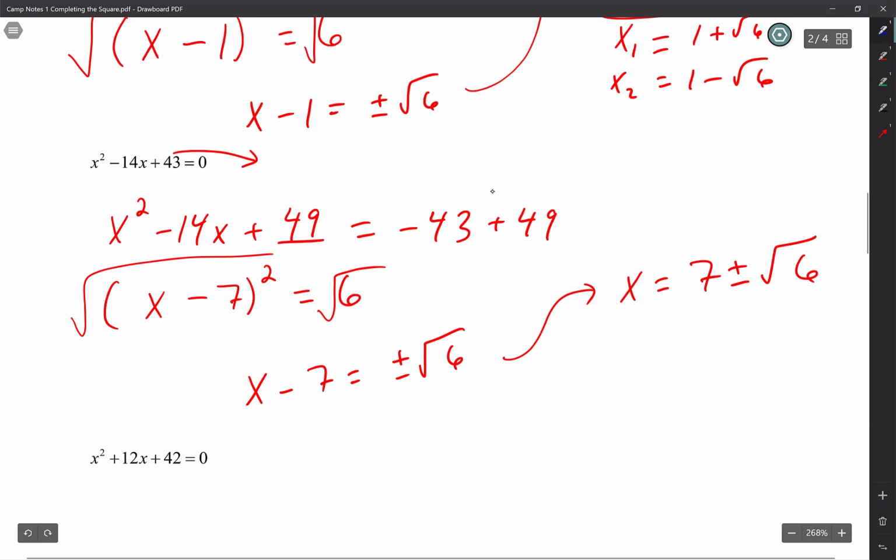Now, someone in group A, was it group A? It could have been group B. So just take note of this, guys. Someone in group A asks why I don't have a plus minus in front of the x minus 7, just like I did on the square root of 6. And the reason for that is that you first are squaring the x minus 7.